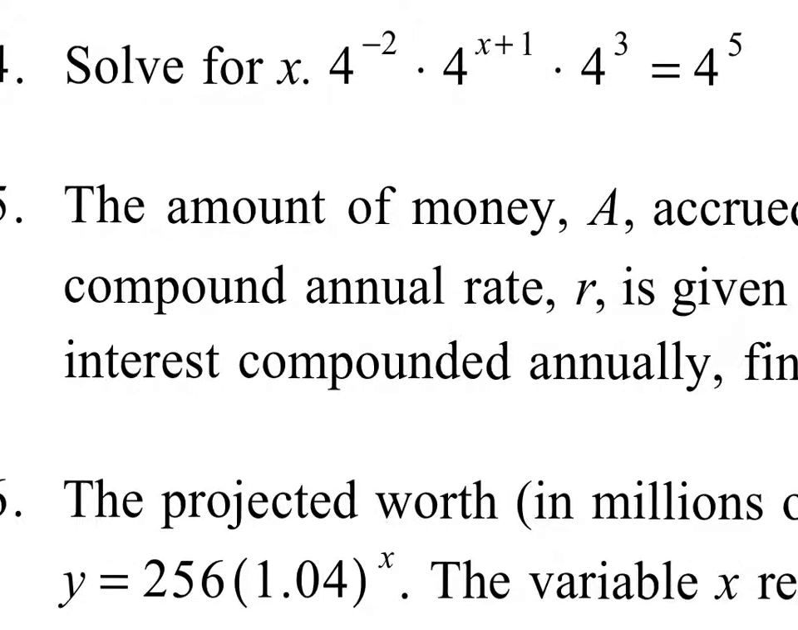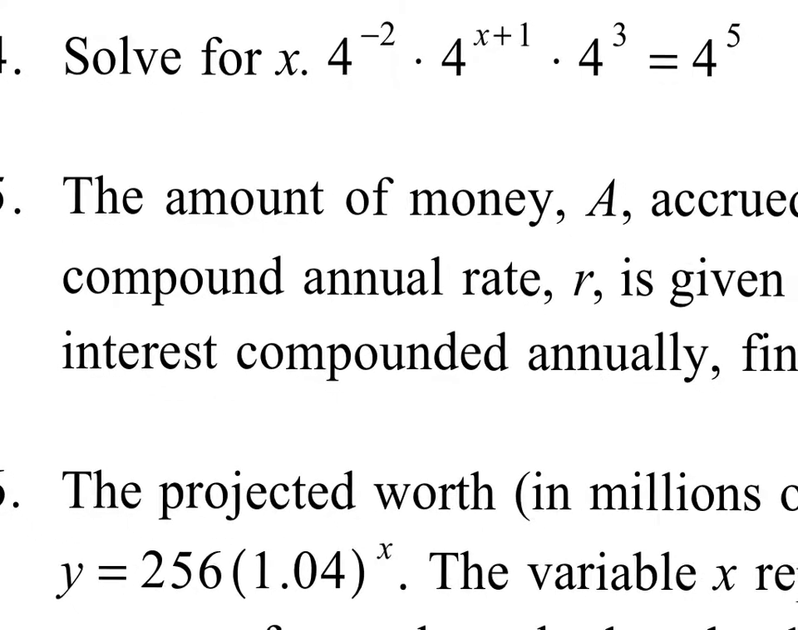For number 54, we're going to do some exponent combining first. So this is going to be 4 to the -2 plus x plus 1 plus 3 is equal to 4 to the 5th. I'm going to rewrite this in terms of just the exponents. -2 plus 1 is going to be -1, plus 3 is 2. So that's going to be x plus 2 is equal to 5. That means x equals 3.